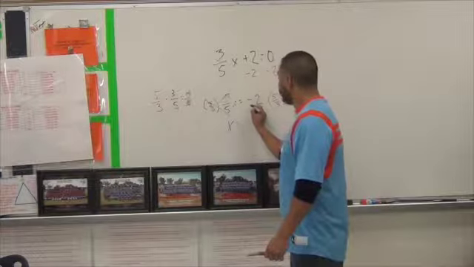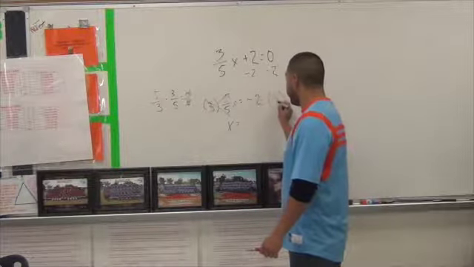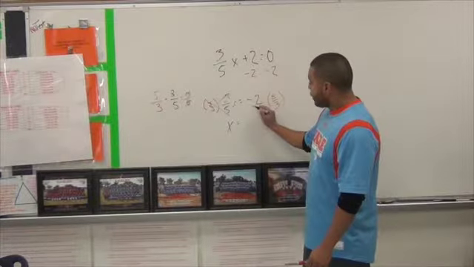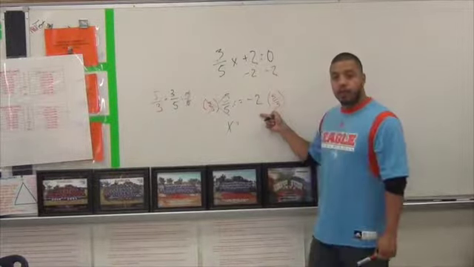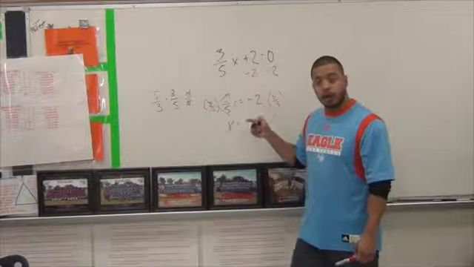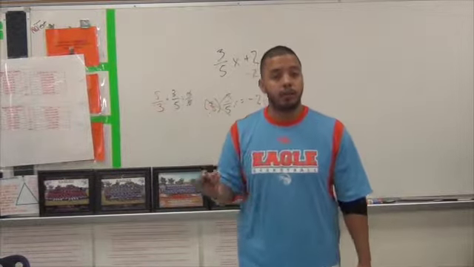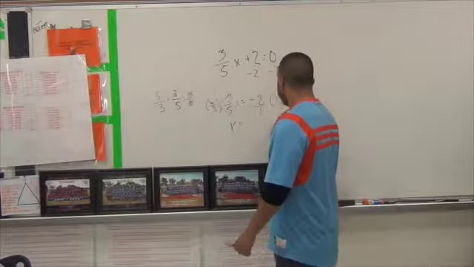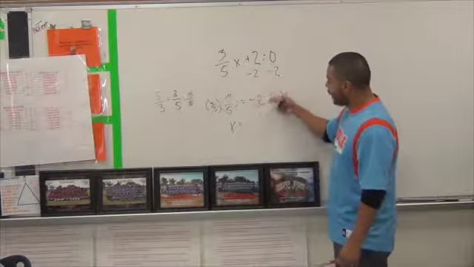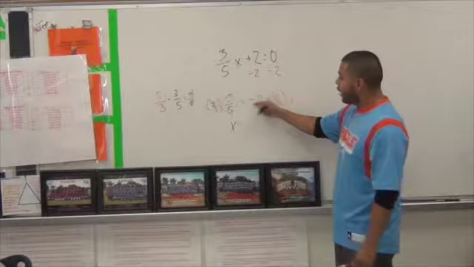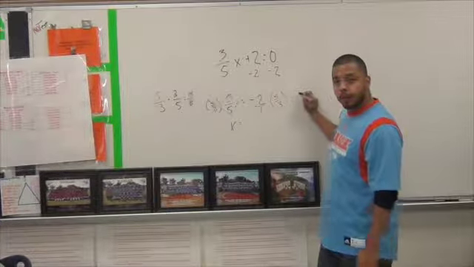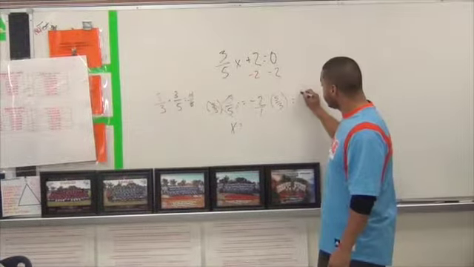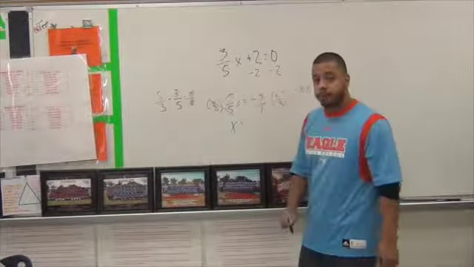So, negative 2 times 5 over 3 gives me what? Now, if I'm going to multiply these two, I have to turn this one into a fraction. So how do I turn a negative 2 into a fraction? By putting it over 1. So now I have negative 2 times 5 and 1 times 3. So what's negative 2 times 5? Positive 10? Negative 10. Negative 10. 1 times 3? 3.